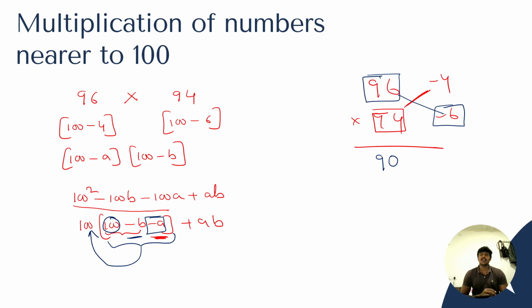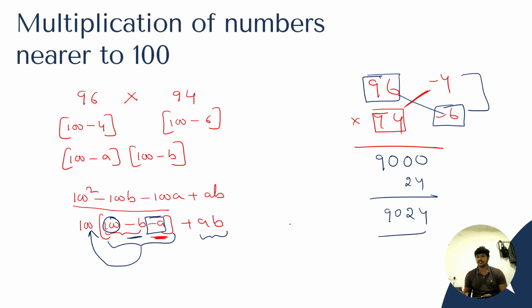What happens if you multiply any number with 100? You are just going to get two zeros here. Then, if we add AB, what will happen? AB is nothing but here minus 4 into minus 6. You are going to get 24. So these two zeros are going to be replaced by this 24. That's why what I'm saying is don't write them. Simply write two blanks and in these blanks fill the product of these two numbers.